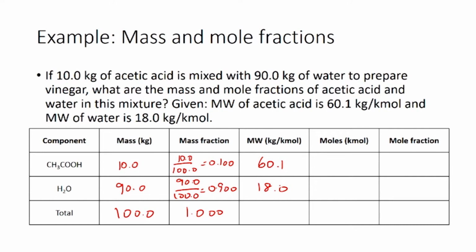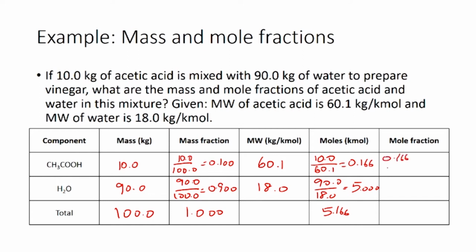Based on this, we can calculate the number of moles of acetic acid as mass, which is 10.0 divided by 60.1, giving you a value of 0.166, and mass which is 90 kilograms divided by the molecular weight, giving you a total number of moles of 5 moles. So, you are left with a final answer which is the total number of moles as 5.166.